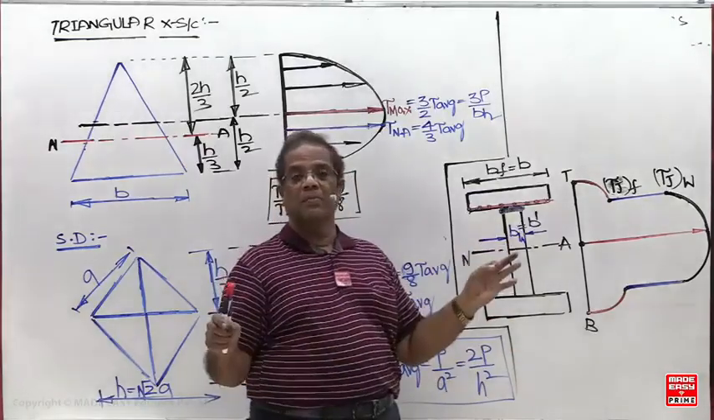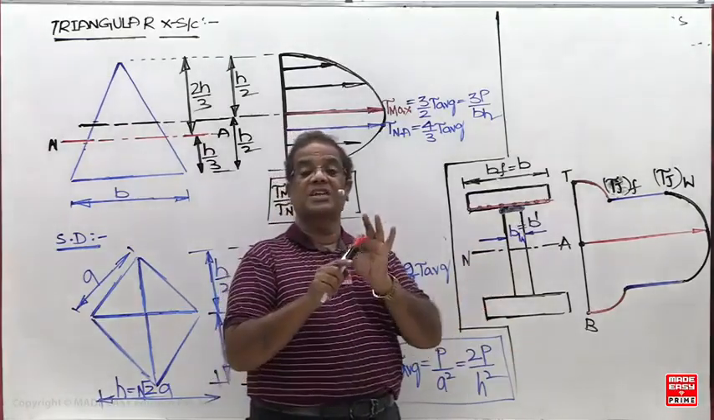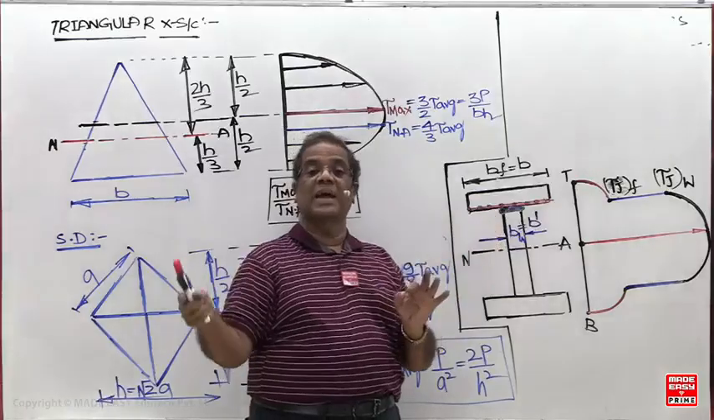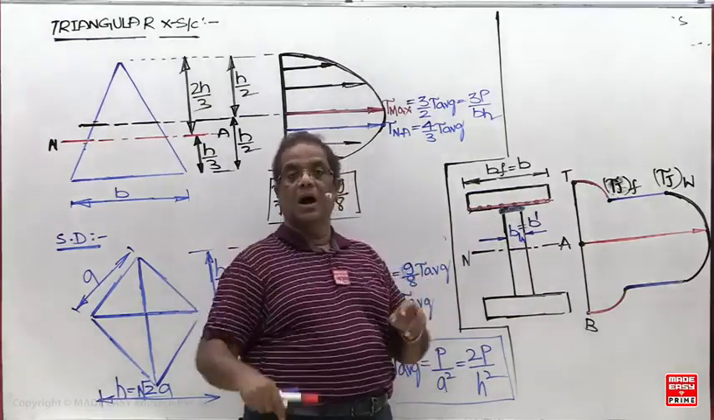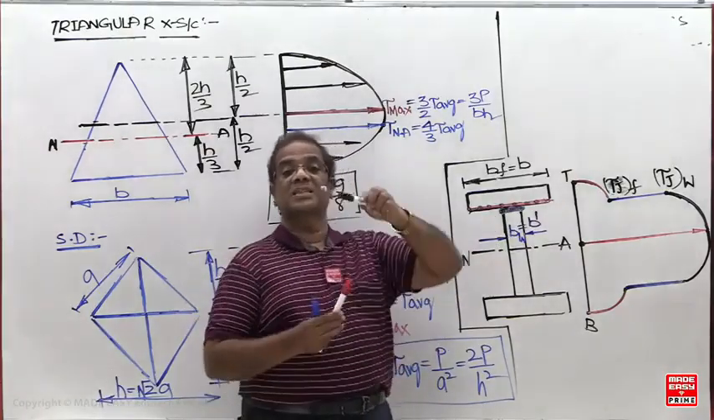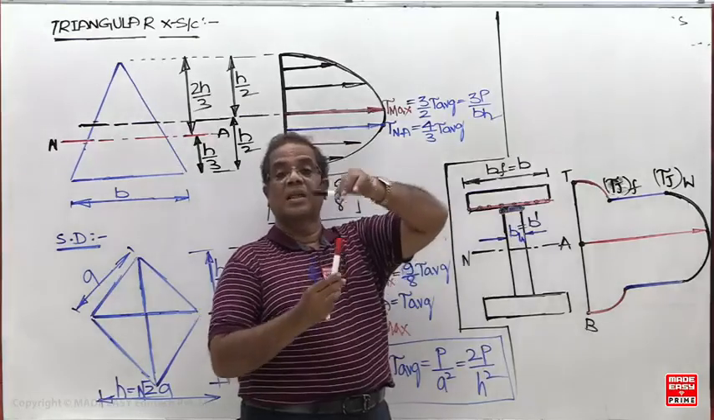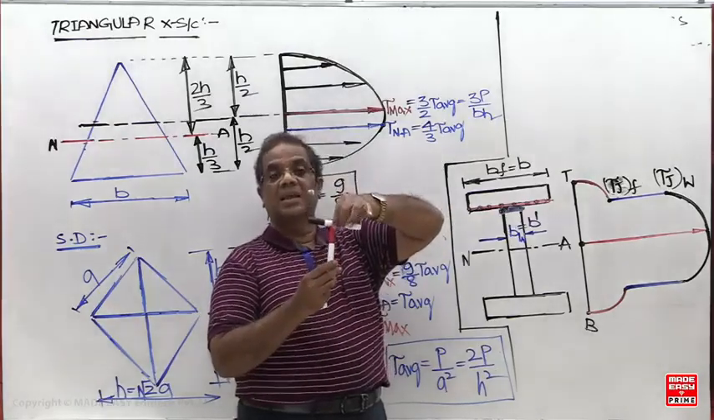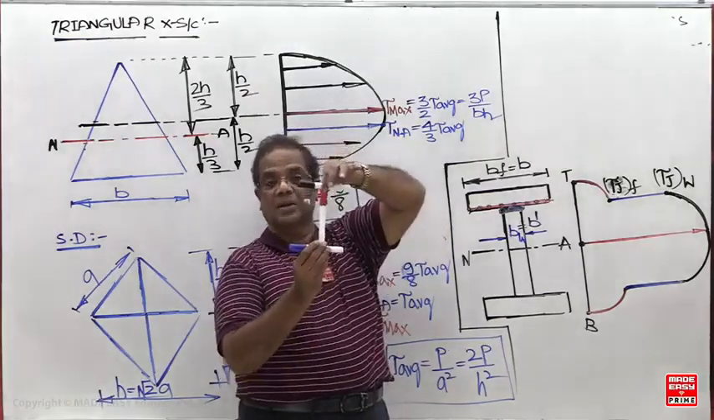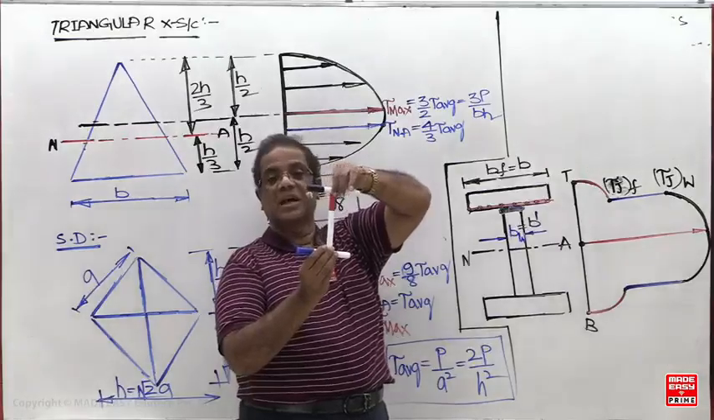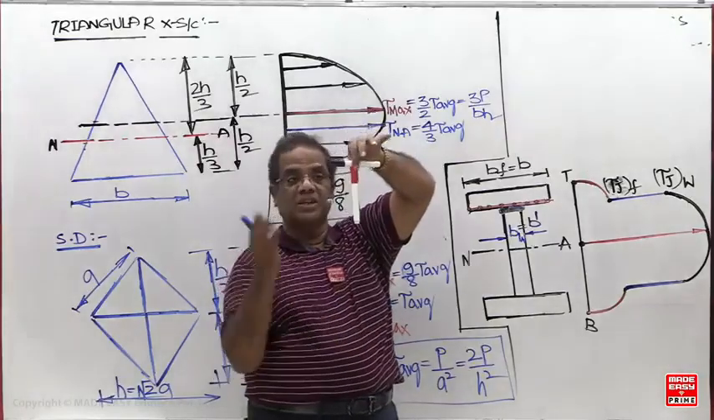So always remember, always at a junction fiber. That is about the T section, I section, channel section. Always, what you have studied, T section, I section, they are all an assembly of a number of rectangles. The I section is an assembly of 3 rectangles, as you have studied. The T section is the assembly of 2 rectangles. One junction will be there.